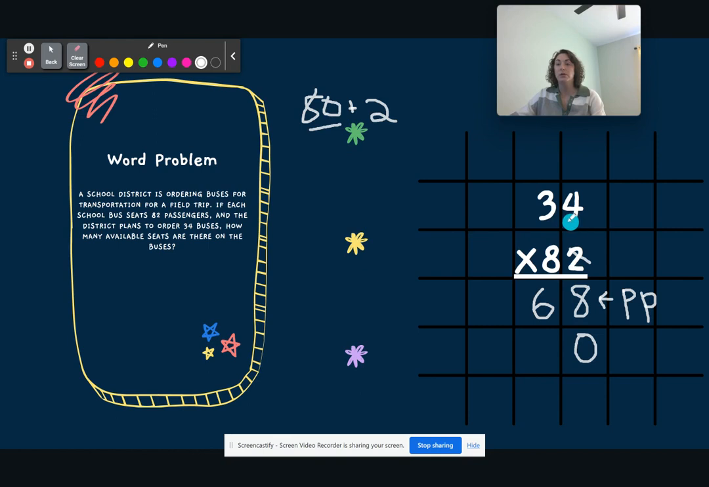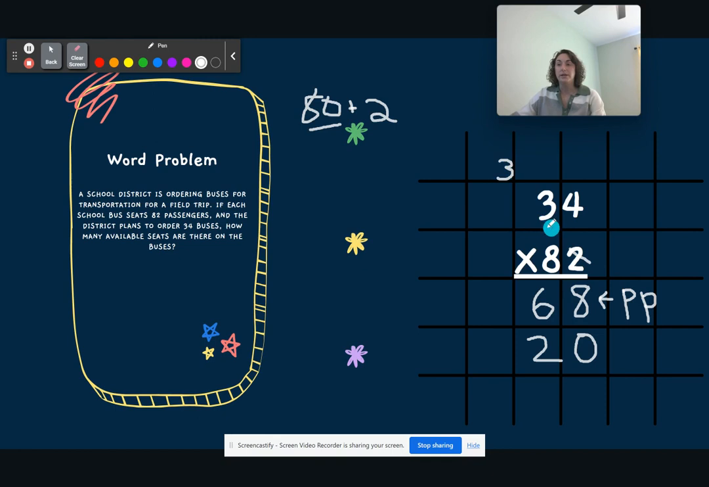So now we'll continue on multiplying the ones digit in the first factor by the tens digit in the second factor. 4 times 8 tens is 32 tens. I'm going to write the 2 here in the tens place, but I'm not ready to fill in the hundreds place yet. What I'm going to do is carry it up here in the hundreds place there.